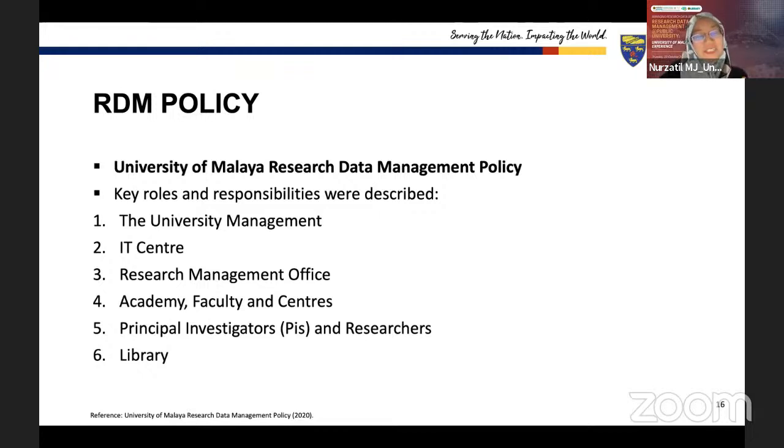So we have the university management, the top management, the IT center, research management office. Okay, in some universities might say RMC. The academic faculty centers, the PIs, the researchers, and also, of course, the library. So these are the roles and responsibilities, the people that are very important under this RDM.